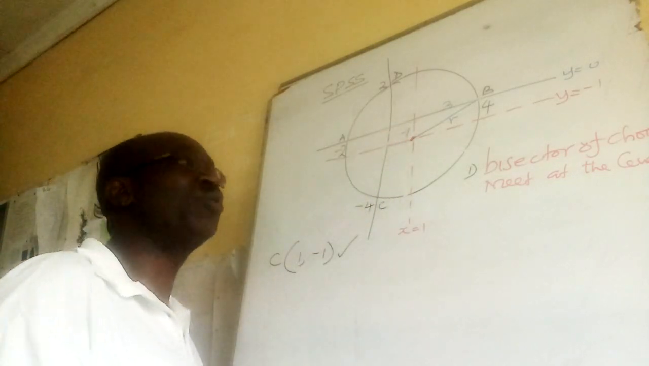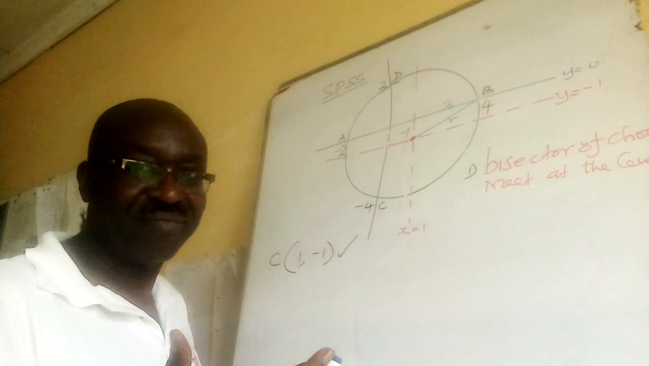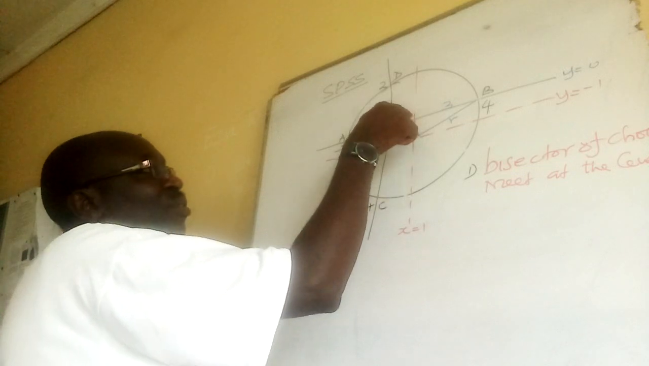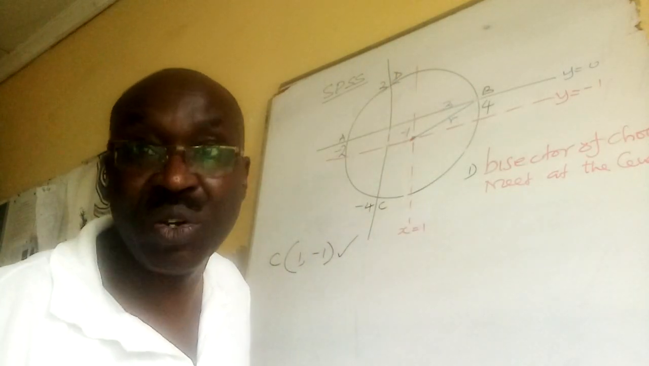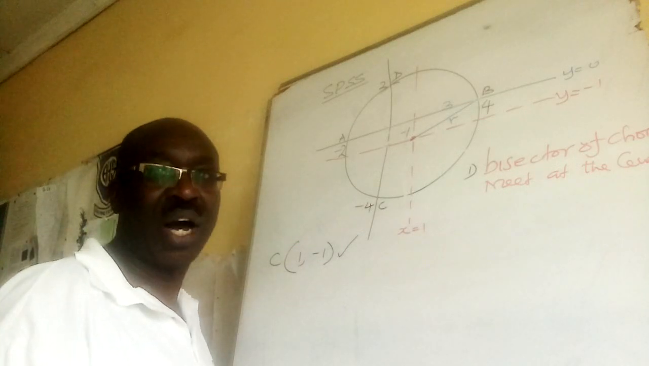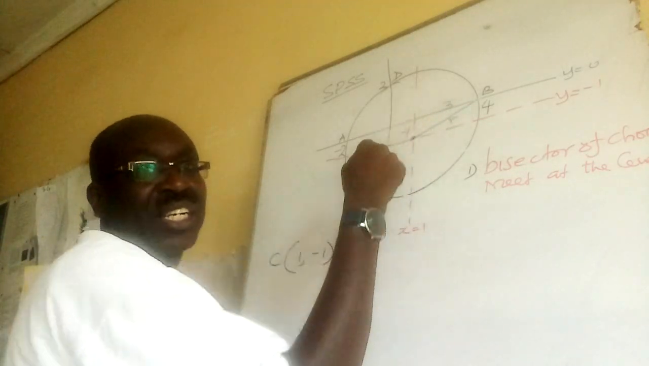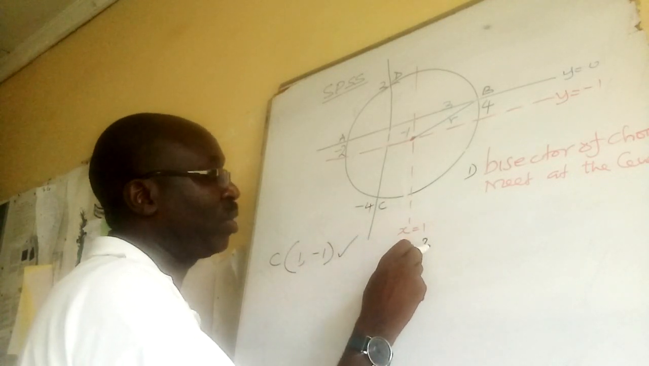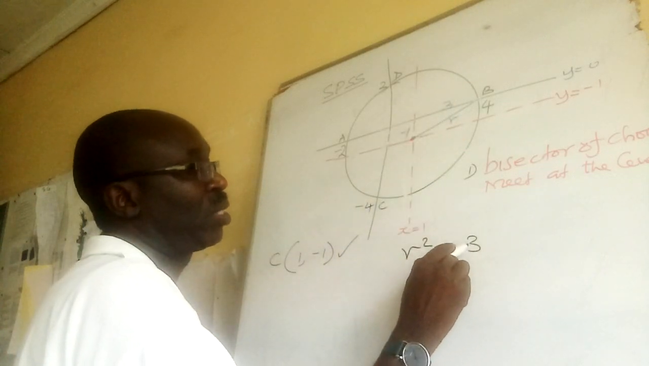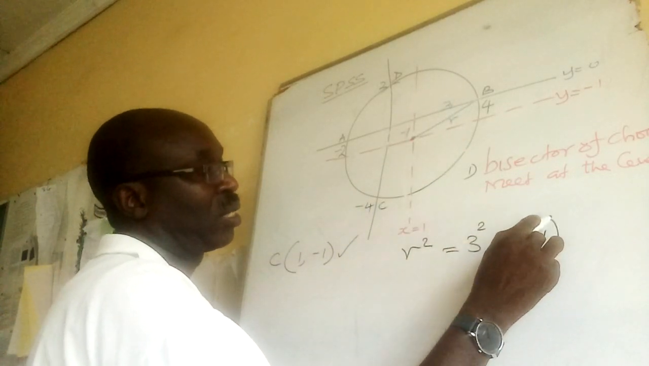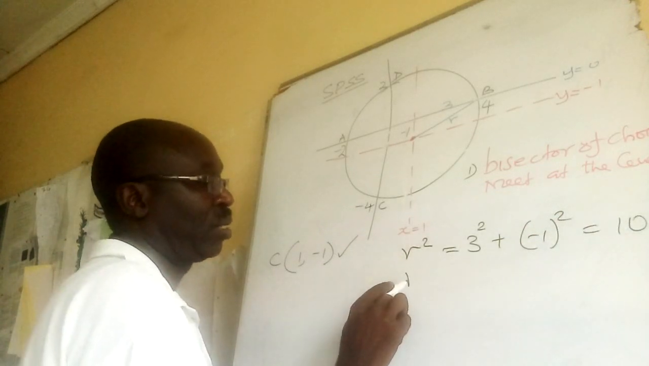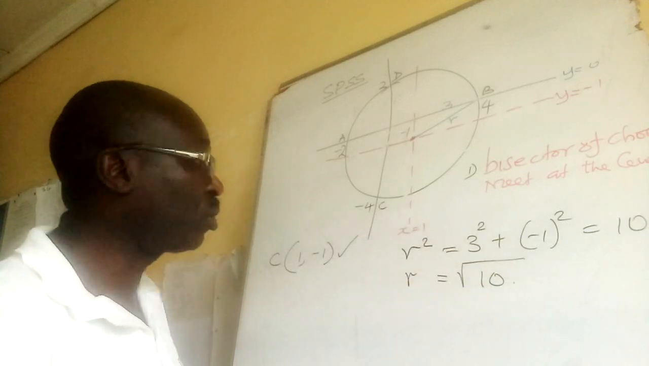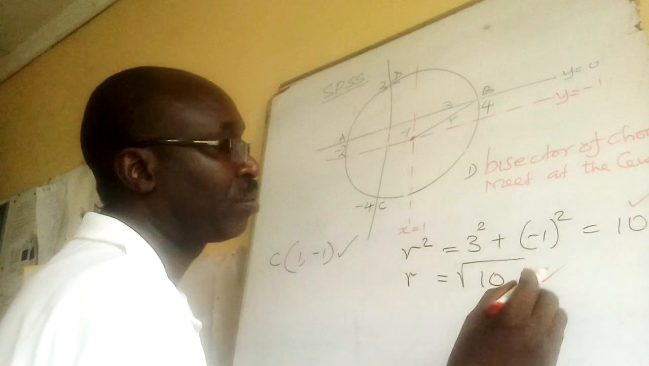But even if you put -1, it will not make a difference. Even if you reason from here to here is -1 and from here to here is 3, it will not make a difference. So using that, I'll use r squared. Radius squared is equal to 3 squared plus 1 squared, which is equal to 10. So r is equal to the square root of 10. Folks, this one we have, this one we have.